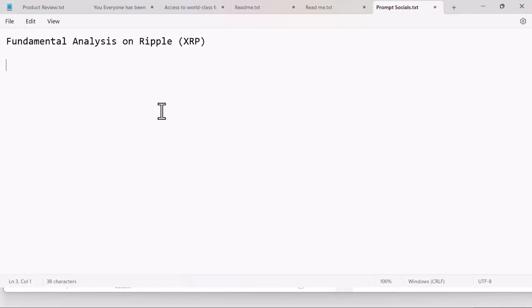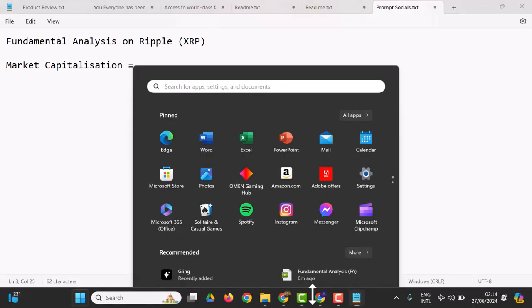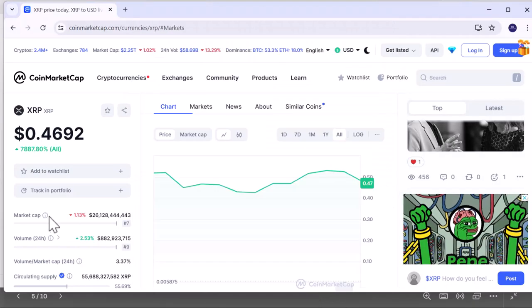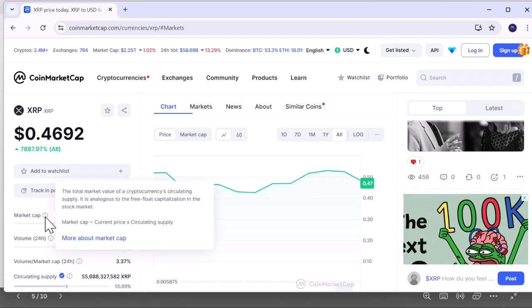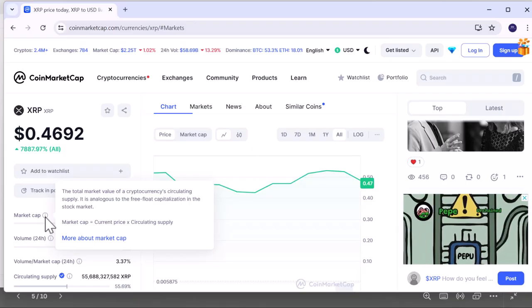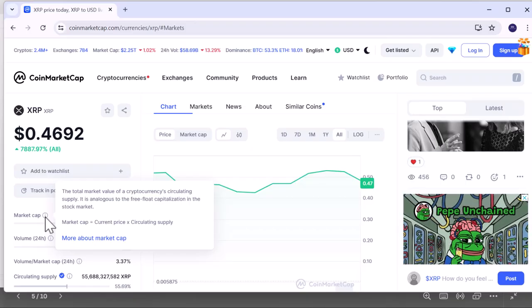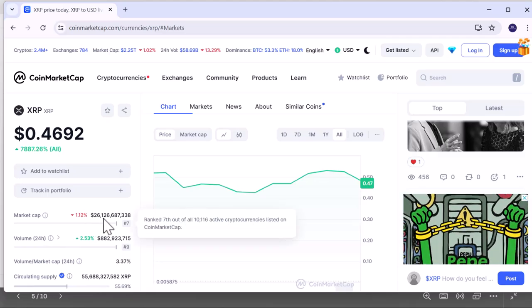And the first thing I did was to check the market capitalization. Now, when we go back to CoinMarketCap, we're going to check the capitalization right here. This is the market cap, and it says it's the total market value of a cryptocurrency's circulating supply. It is analogous to the free float capitalization in the stock market. It is calculated as the current price times the circulating supply, like I've said earlier on, and it has been calculated right here.